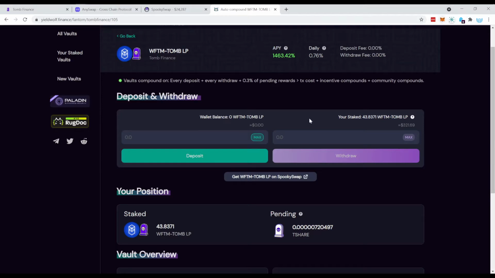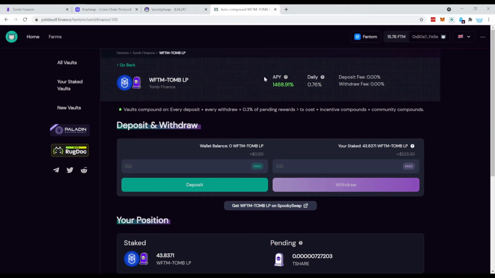All you want to do, you come over here, and when you do it for the first time, you have to approve it. Here will be the button that says approve. You put the max amount of your LP tokens, you deposit it. You confirm the transaction, you approve it first, then you deposit, and that's it. And as you can see, I already have some in here. Your staked amount. And yeah, it's working very well so far.